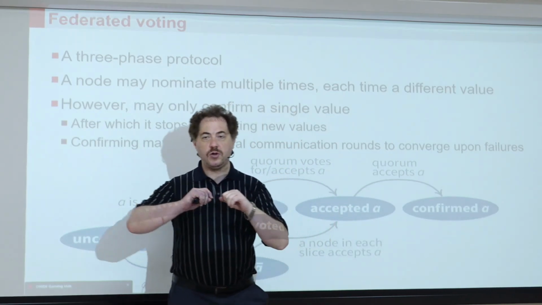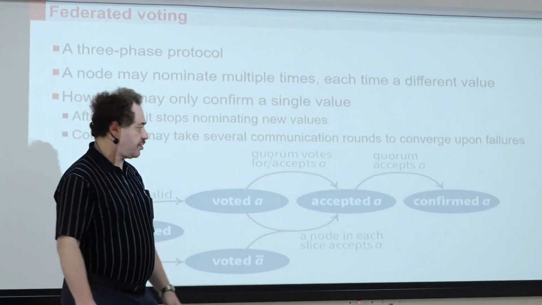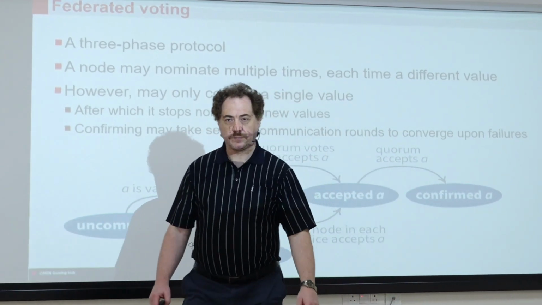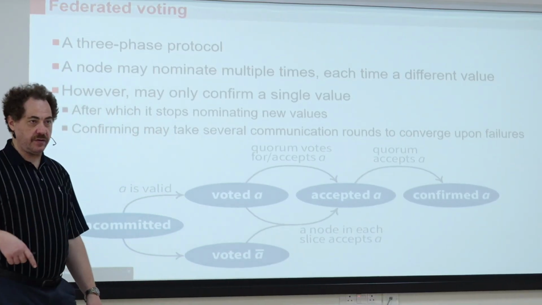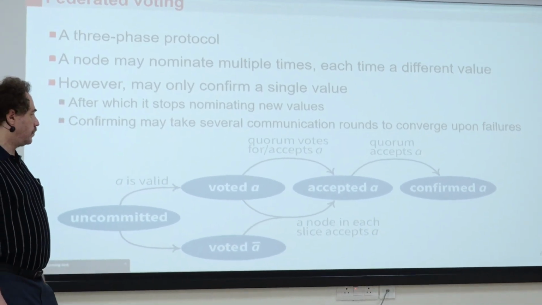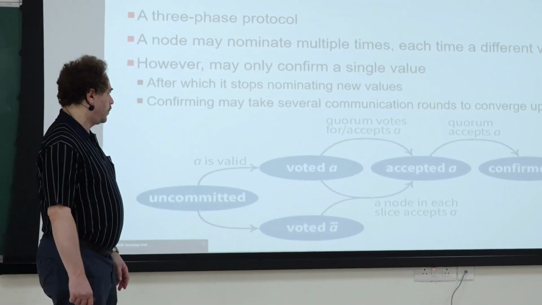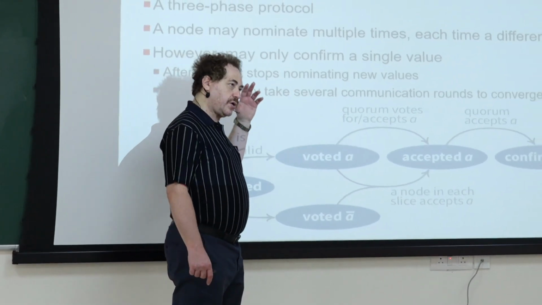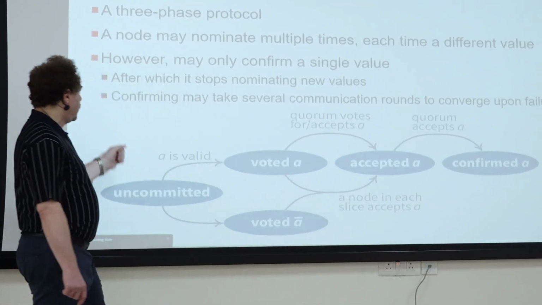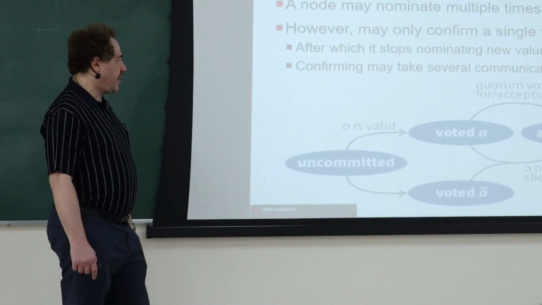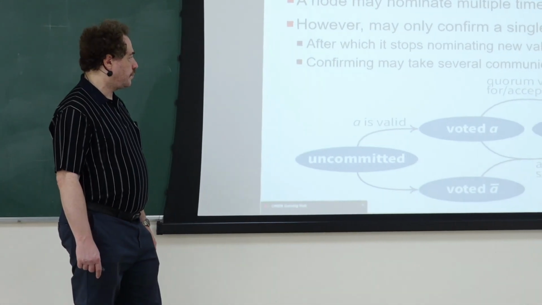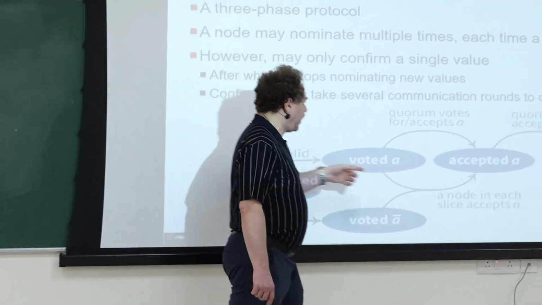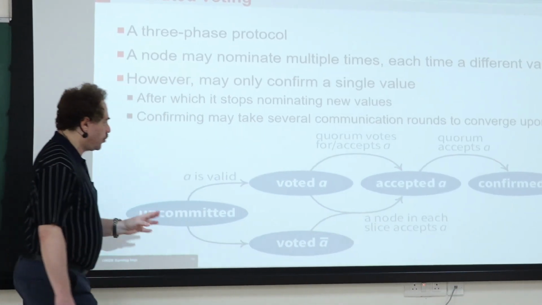As soon as a node learns that there is a quorum which has accepted the value, at this point it would confirm. And then it can proceed with the next instance of consensus. So if there are failures, and again we are talking about crash, but also about Byzantine failures, then confirming may take several communication rounds. I should also mention that after the value is accepted, the node would stop voting.